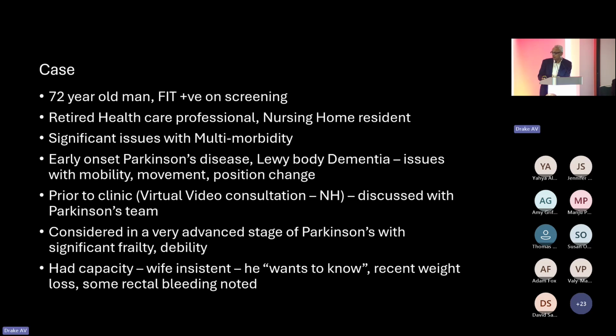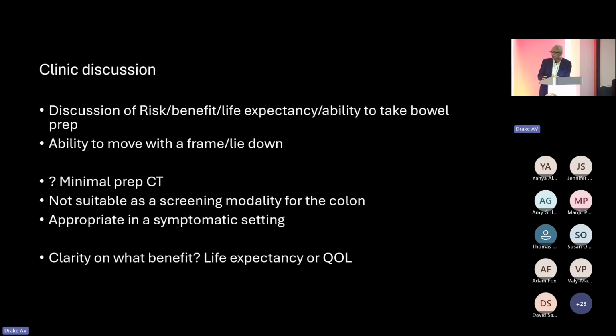We already had a virtual video consultation. This is a true case from my practice. And then in the nursing home, discussed with the Parkinson's team as well about prognosis, etc. He was considered to have a very advanced stage of Parkinson's with significant frailty and debility. He still had capacity. And his wife was insistent that he wants to know, because he's had some weight loss, he's had some rectal bleeding. And we actually had a clinic discussion, discussed the risks, benefits, life expectancy, ability to take bowel prep, ability to move with a frame, lie down.